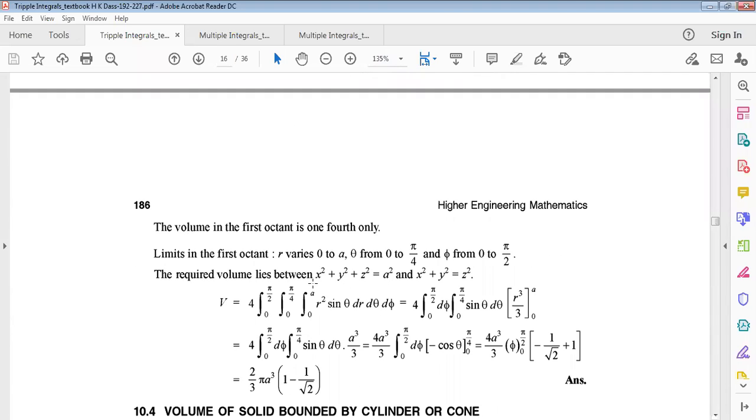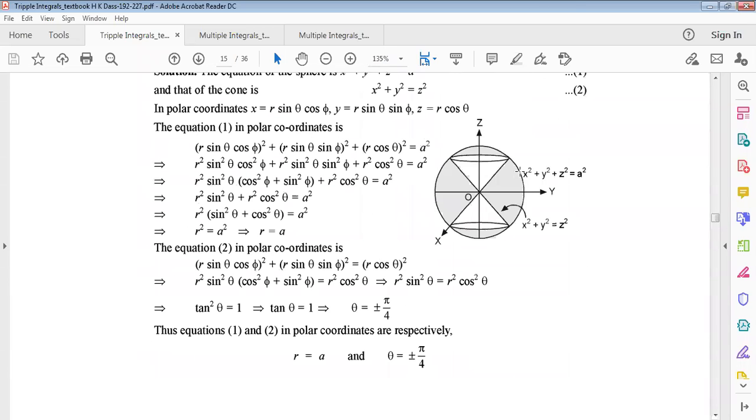The volume in the first quadrant is only 1/4. Just if we take one first part, right? This is the first part, this is the second part, this third, this fourth. If we consider only the first quadrant, then the volume will be 1/4.